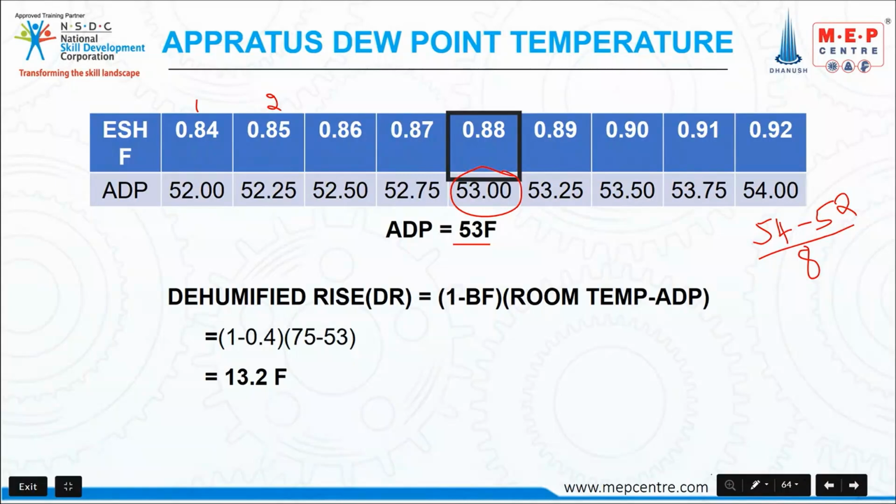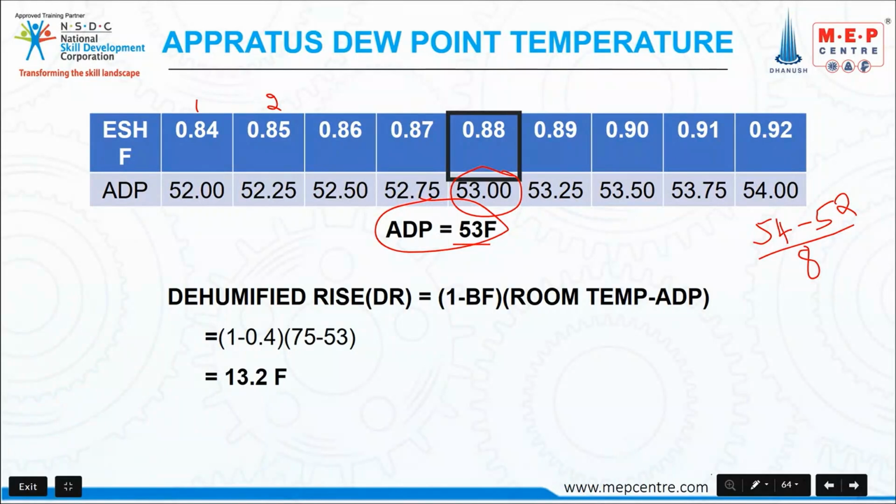What is ADP? Completely people will get failed in real time. Freshers fail at ADP in real time. Why? Because this value you can understand after doing load calculations. I don't want to reveal that. I'll come to it later. Okay. So 53 degree Fahrenheit is called apparatus dew point temperature, which is the coil temperature.